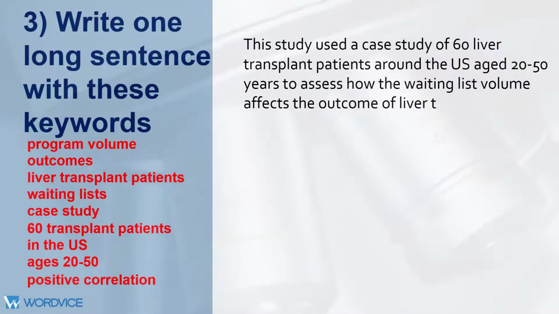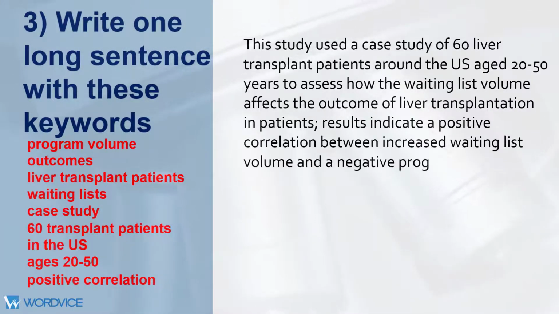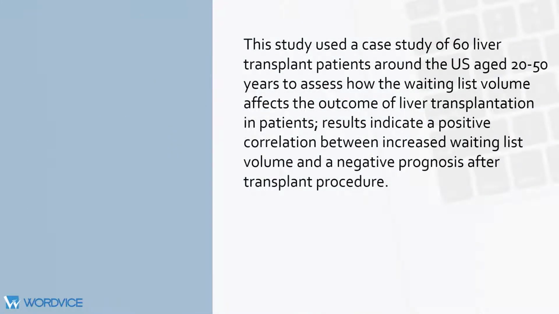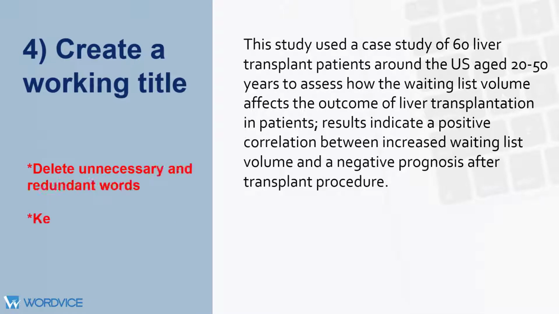This study used a case study of 60 liver transplant patients around the US, aged 20 to 50 years, to assess how the waiting list volume affects the outcome of liver transplantation in patients. Results indicate a positive correlation between increased waiting list volume and a negative prognosis after transplant procedure. Next, create a working title.